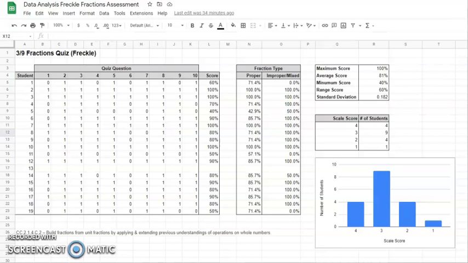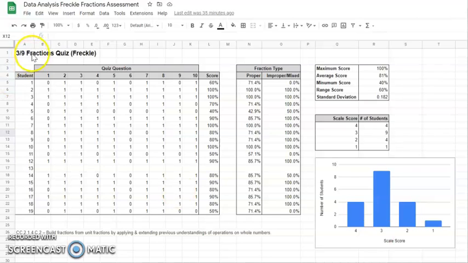The standard that was being assessed was to build fractions from unit fractions by applying and extending previous understandings of operations on whole numbers. It was 10 questions, but half of it was about proper fractions and unit fractions. The other half of it was regarding improper fractions and mixed numbers. I'll talk about that data in a little bit.